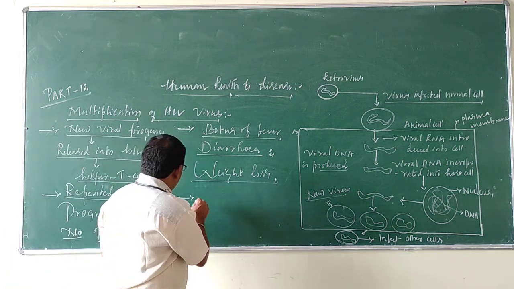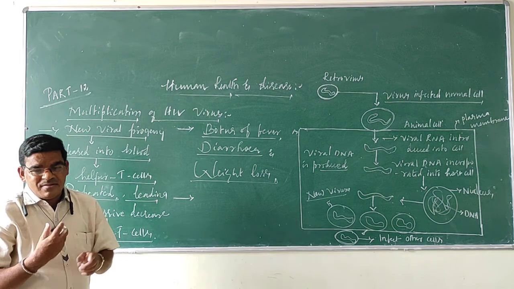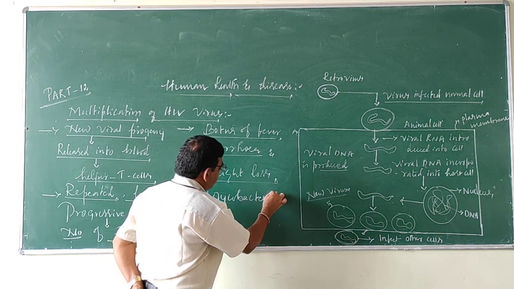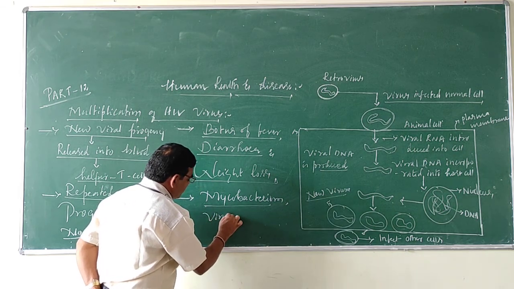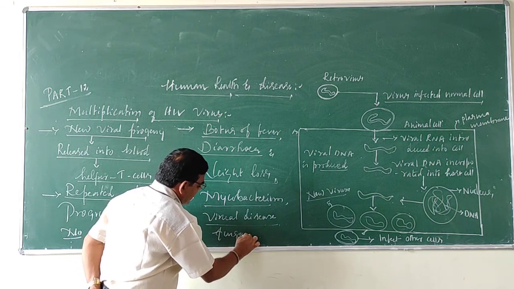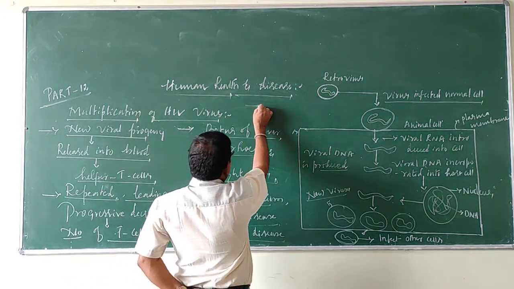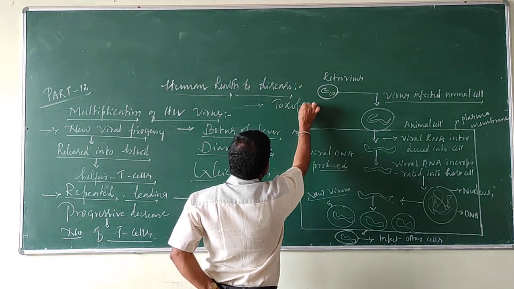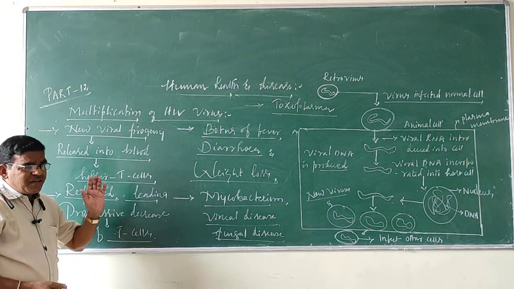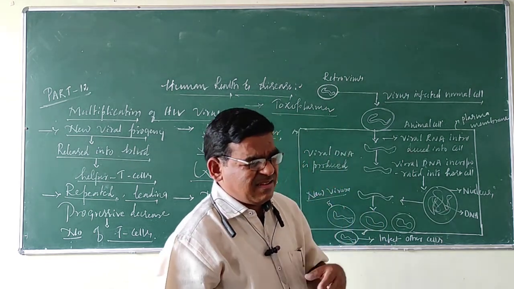As a result of this, the patient is infected with other infections like mycobacterium, viral diseases or infections, then fungal diseases or infections, and parasite infection by toxoplasma. See, this process is continuous. Gradually, the number of T lymphocytes goes on decreasing.